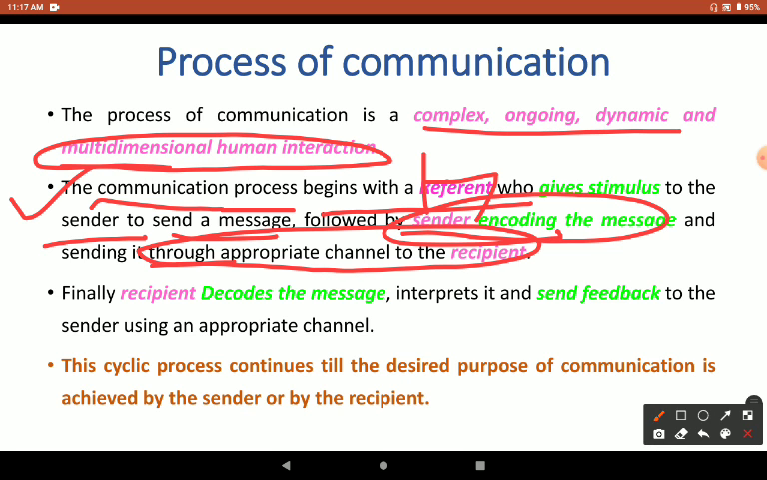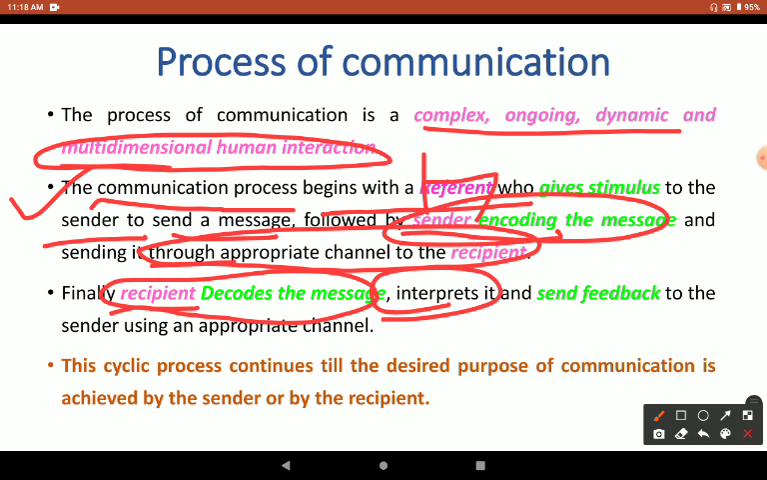Like here, I am teaching you online. So this is the channel: through the internet connection we are interacting with each other. So this is the proper channel. Channels can be of different types, which we will discuss later. And the recipient decodes the message. The recipient will understand what the sender has encoded for the receiver, decoding and interpreting it.